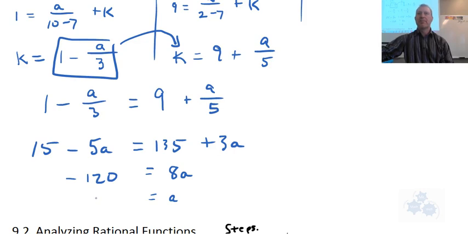40? Negative 40? Negative 50. Negative 50. What? 15? Yeah, 15. 120 divided by 8. Thank you. Yes, it's 15, not 40. So a is negative 15.